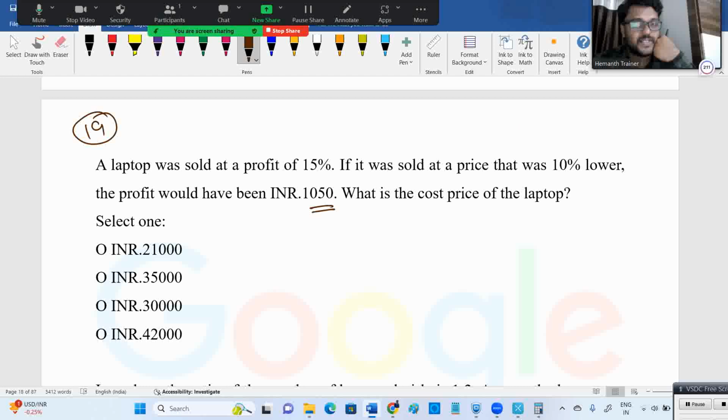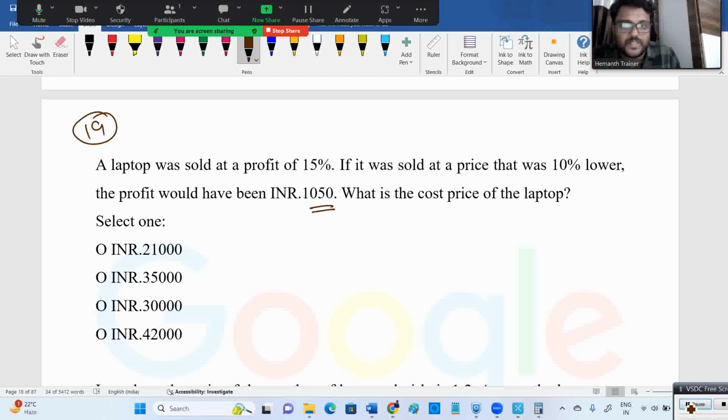See, the profit is 1050. When it is 10% lower than initial, they want 15% profit, right? 10% lower than that. If they sold it, okay, then it is 1050. So what is the cost price of the laptop? Guys, see this question.